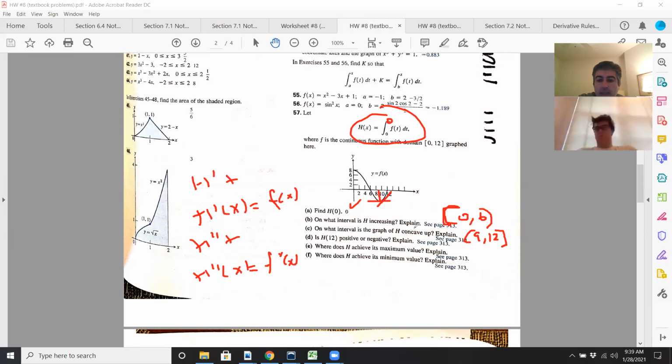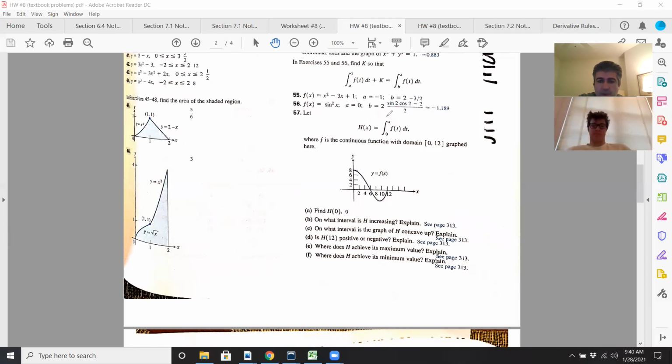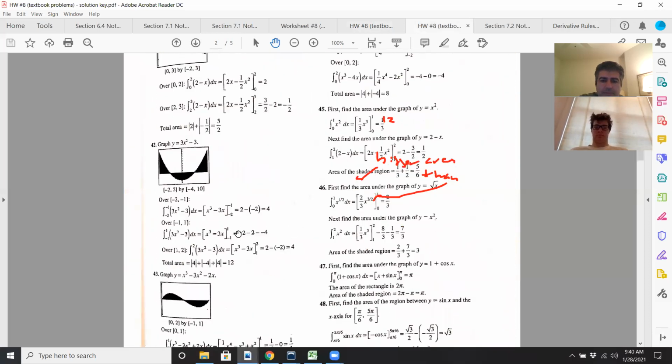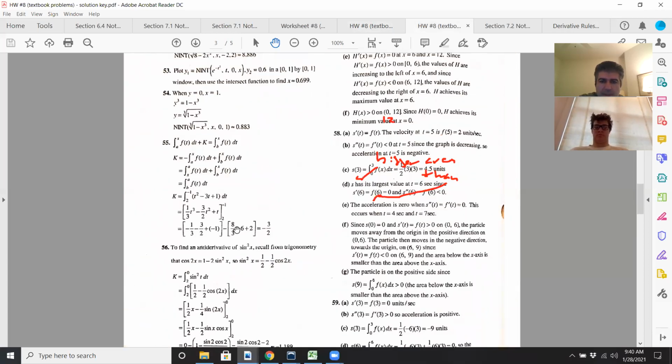For h of 12, what we have to do is integrate, so you go from 0 to 12. Well, I suspect that this is a bigger area than that one. So that's why I say it's positive. I'll just use an area kind of explanation for that one. And actually, let's look at the answer key. Let's see what the answer key says. Also good to make sure I got the other ones right too.